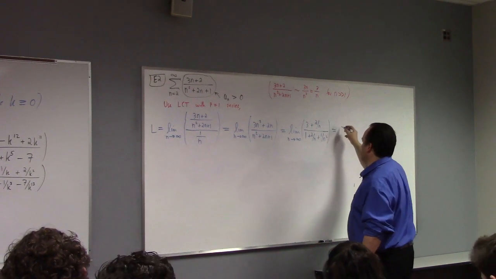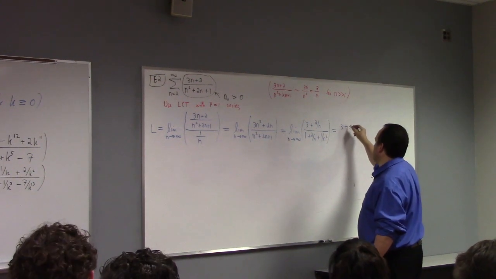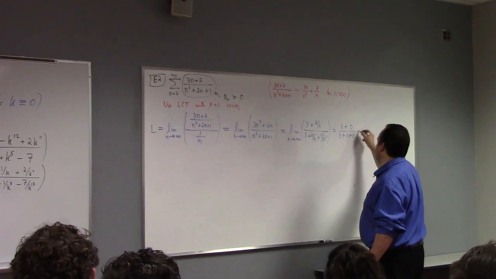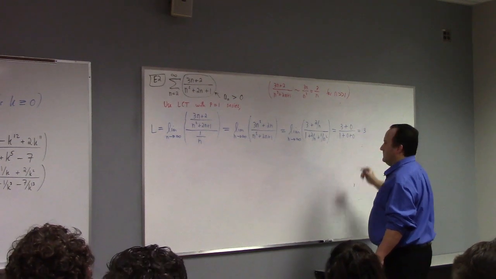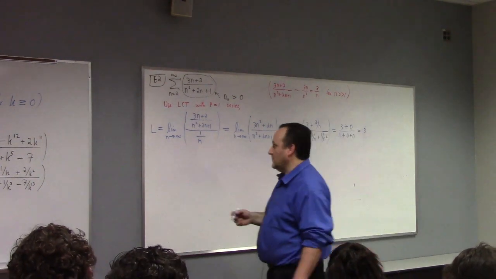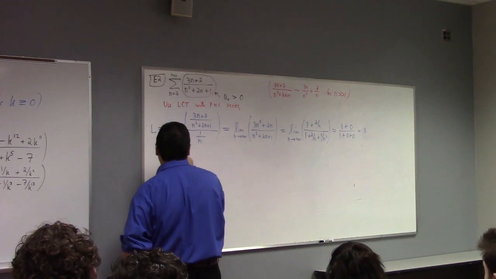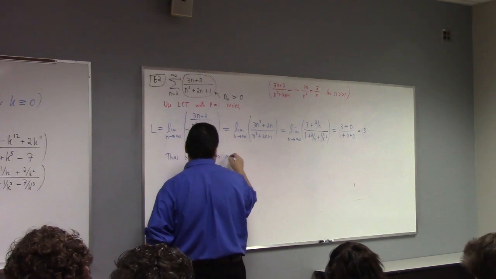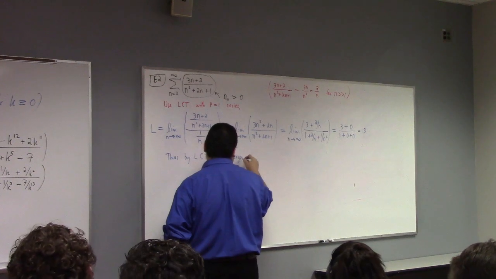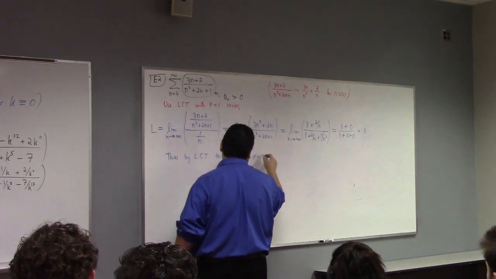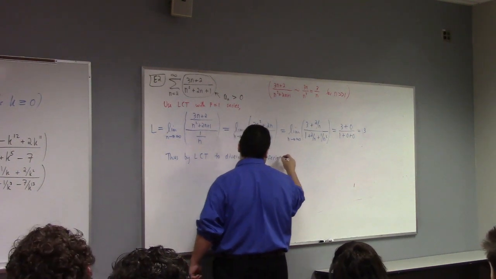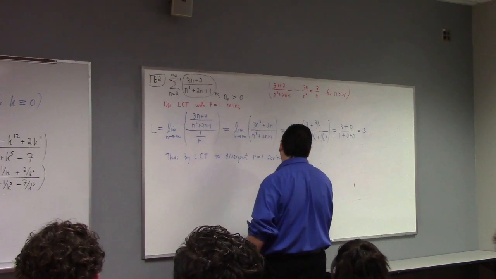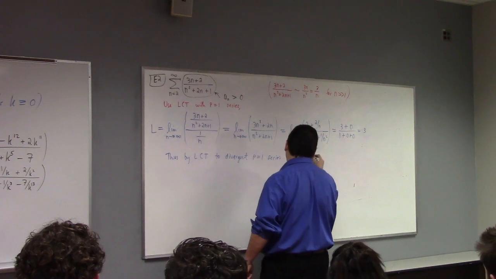And having done that, the limit is calculated. 3 over 3 plus 0 over 1 plus 0 plus 0, using my limit laws, 3. Thus, by the limit comparison test to the divergent p equals 1 series, Herbert diverges.